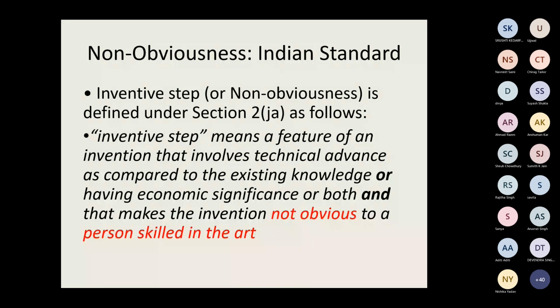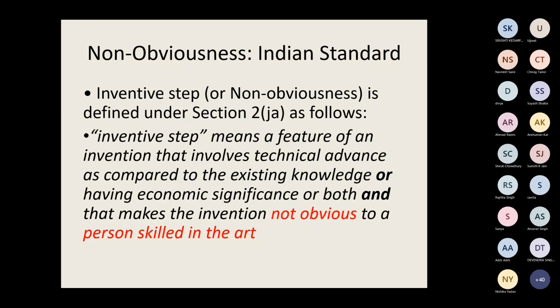non-obviousness. We can also call it inventive step or non-obviousness. It's one and the same. That's how we use it in practice. So inventive step or non-obviousness is defined at 2(1)(ja). Inventive step means a feature of an invention that involves technical advancement as compared to the existing knowledge, or having economic significance, or both, and that makes the invention not obvious to a person skilled in the art. Okay, making it very simple, not going by the language. I just wanted to discuss the section with you because you should be familiar with these terms also.